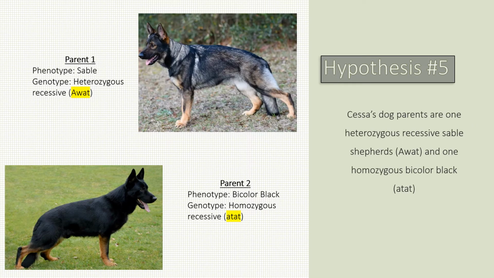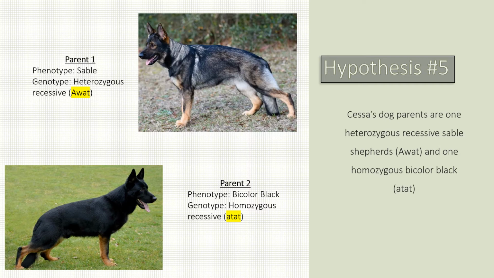So we feel pretty confident in where we are, but this is science, so we're doing another hypothesis as we adjusted it for our hint, and we're going to work through another option to really know that our hint is going to be correct in all situations, okay? So our hypothesis number 5, the last hypothesis for today, is that Sessa's dog parents are one heterozygous recessive sable shepherd, which is going to be our capital AW, lowercase at, and one homozygous bicolored black shepherd. It's going to be our lowercase at.